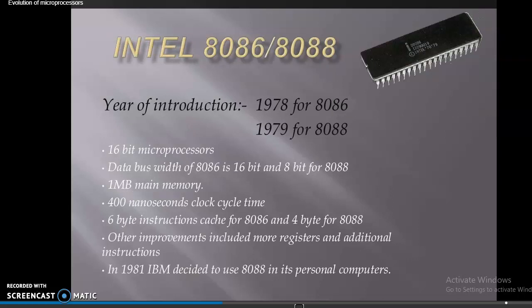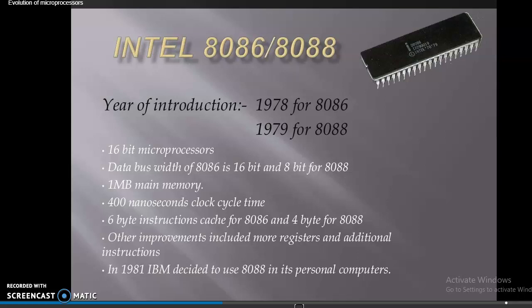And then in the year 1978 Intel introduced 8086, and in the year 1979 Intel introduced the 8088 microprocessor. These two microprocessors are 16-bit microprocessors. They have main memory of 1 megabyte, 400 nanoseconds clock cycle time, and a 6 byte instruction cache for 8086 and 4 byte for 8088.